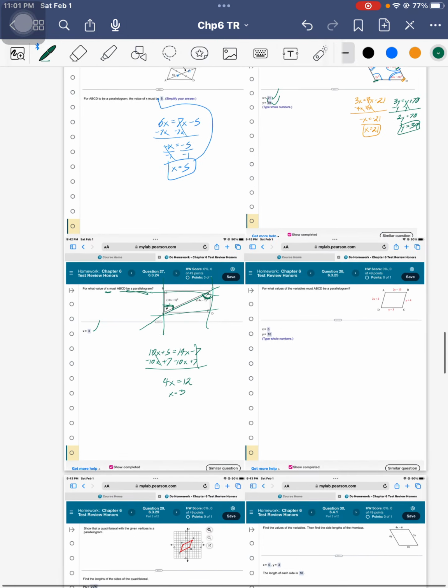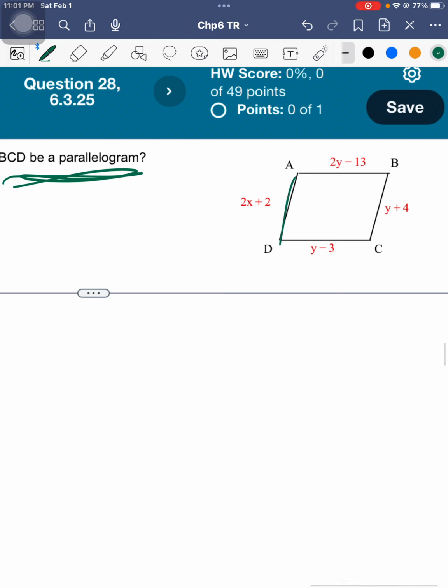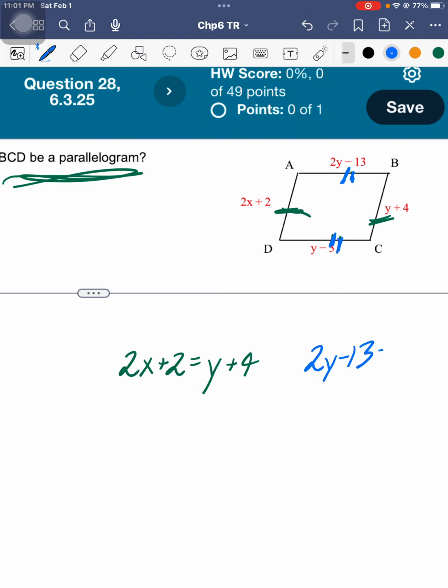Perfect. Okay. Let's look at this one. For what values of the variables must A, B, C, D be a parallelogram? Well, now we are looking at sides, right? Where are my variables? On the sides. And we know in a parallelogram, the sides have to be congruent. So let's set the sides congruent to each other. I have 2x plus 2 equals y plus 4 for these two. And for these two, I can write 2y minus 13 is equal to y minus 3. That's a 3, right? Yeah, 3.